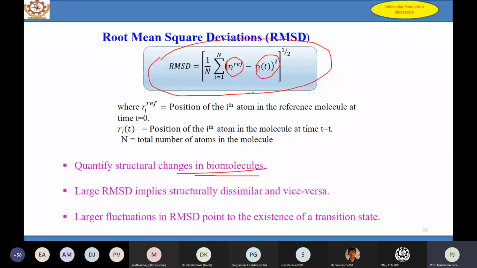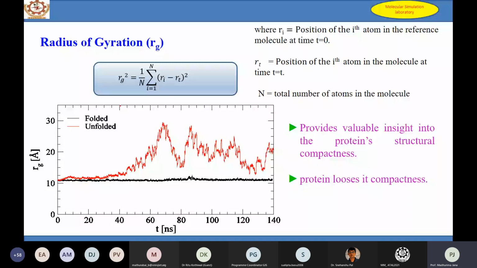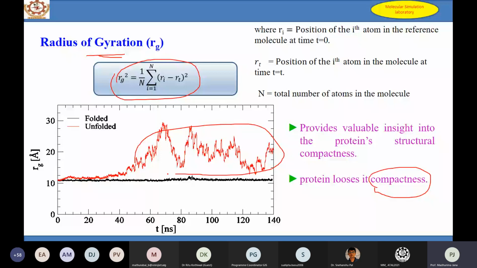Then we can calculate the radius of gyration also. Here is the particular formula for it. The radius of gyration provides us the compactness, how compact the protein is. If it is compact all over the trajectory, that means the protein is stable enough. But if it is fluctuating a lot, I have shown here one example, you can see how it is fluctuating, this red curve, that means the protein is not at all stable in the solution. So these are the metrics by which we can designate whether the protein is stable or not in the solution.